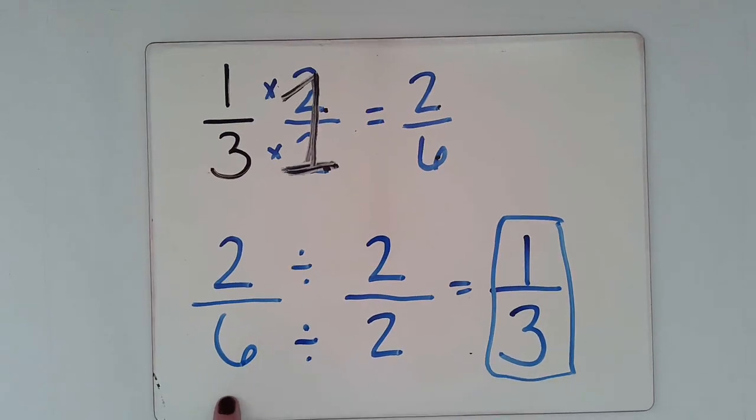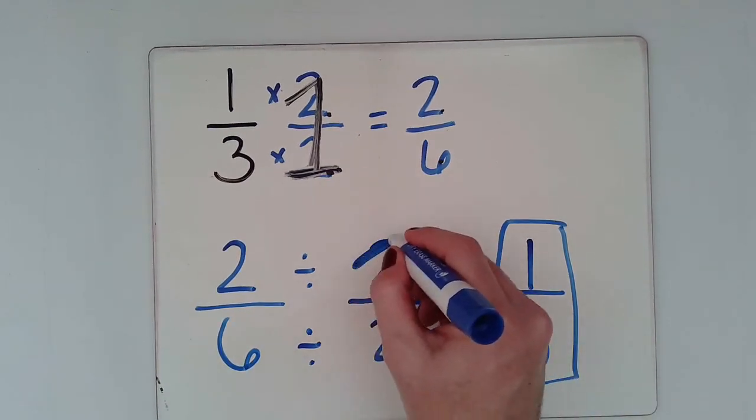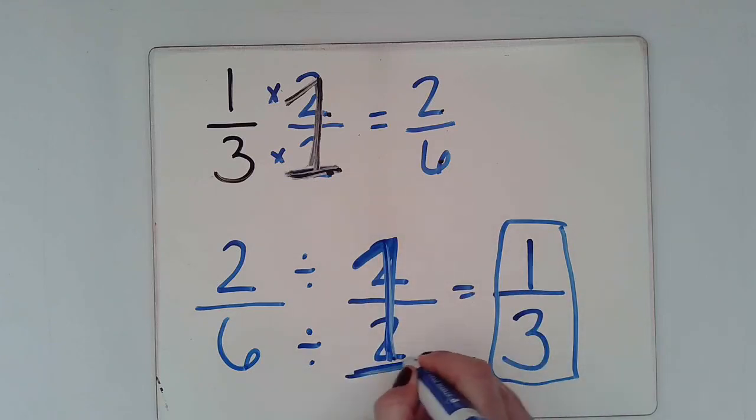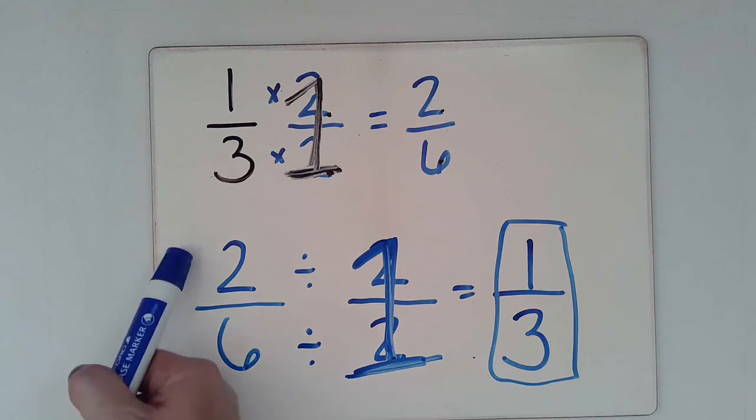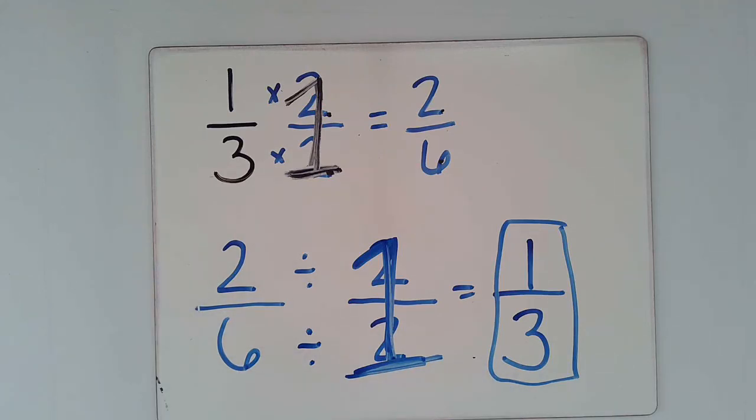And the reason that this works is because, again, when you have the same numerator and the denominator, it actually equals 1. So it's the same as dividing this fraction by 1. Okay? So as you begin working with equivalent fractions, use models, use multiplication and division to help you.